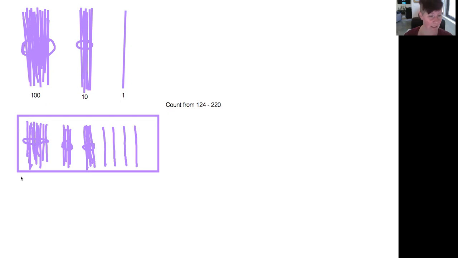So I have a number here using those bundles of straws. Take a second to look at my number and try to figure out what number this is. How many straws are there all together?